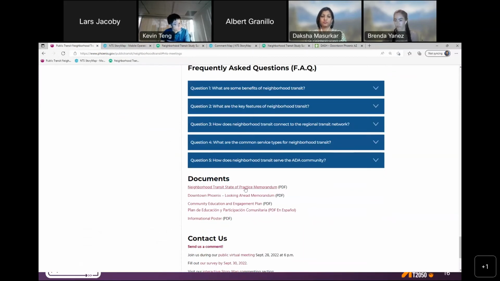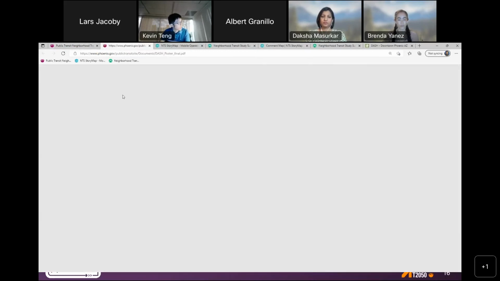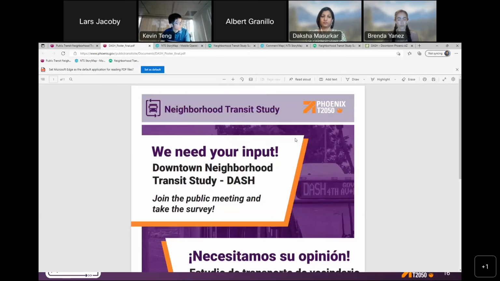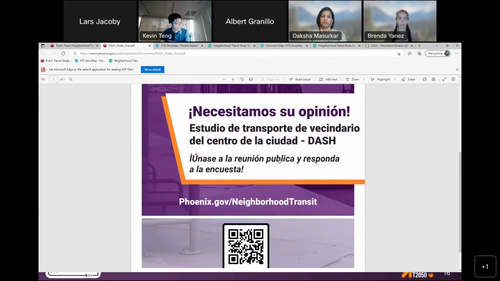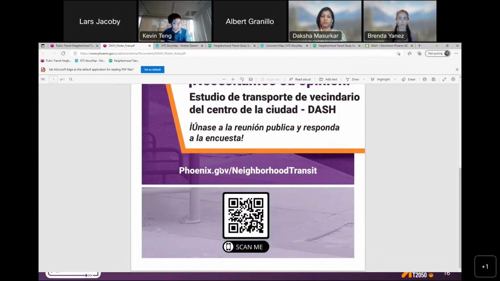And here we have some documents that are already done for the downtown area. You will see we have a state of practice memorandum for neighborhood transit service. We have more information about looking into the downtown area in terms of construction and how it may impact transit service. Here you will get a little more detail on the public education engagement plan. And of course, we also have a poster that we created. We have posted some of these at our existing bus stops, and we also ask our stakeholders to help us spread the word. There's a QR code here that will take you to our main page.